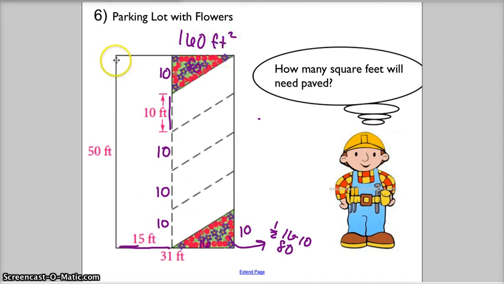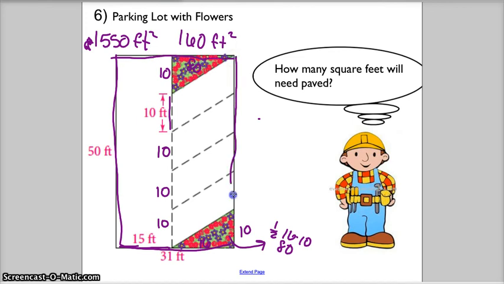So I'm going to take this entire box, the 50 times the 31. 50 times 31 is 1,550 feet squared, and that's not a negative, that was just my pen moving. So if I have 1,550 whole square feet, the parts not getting paved are these flower beds. So I'm going to subtract away the flower beds from that number. And Bob needs 1,390 square feet to be paved.